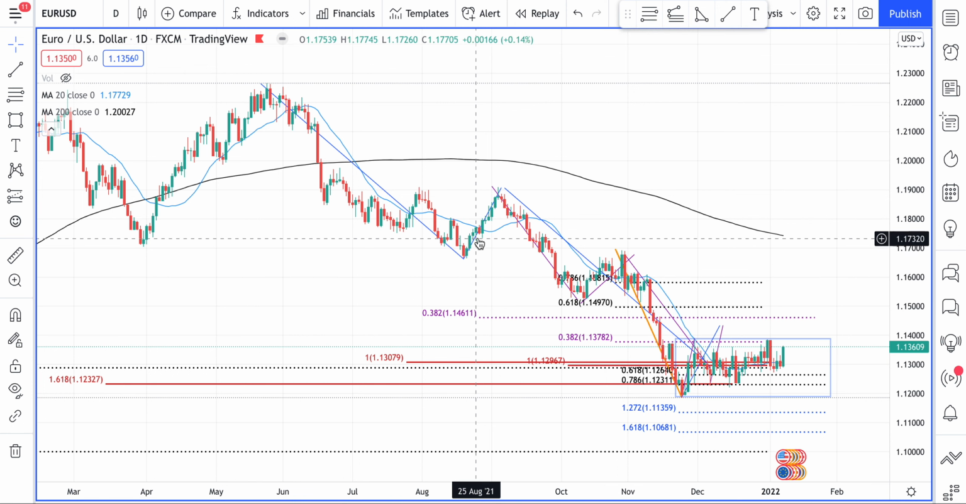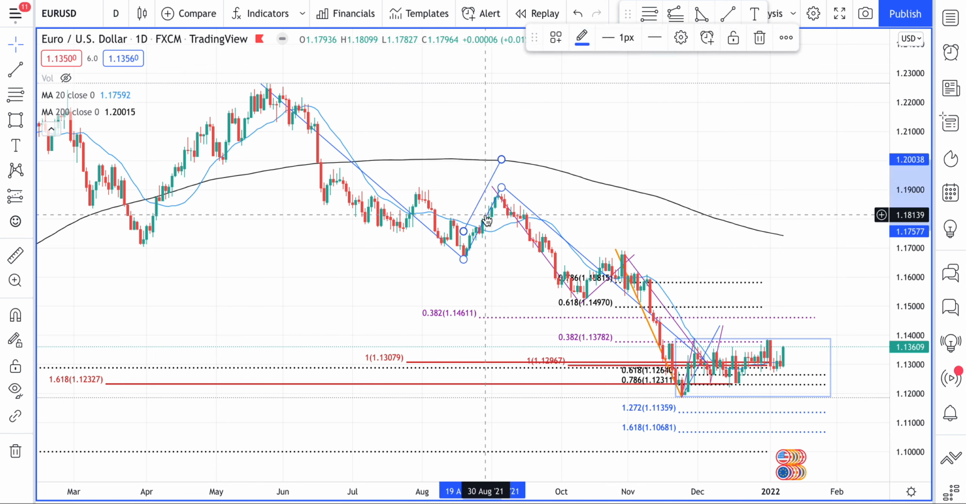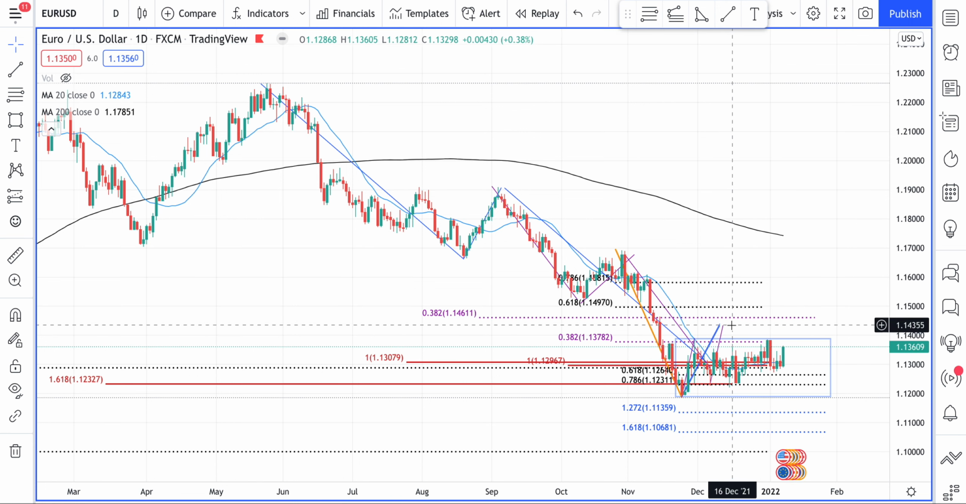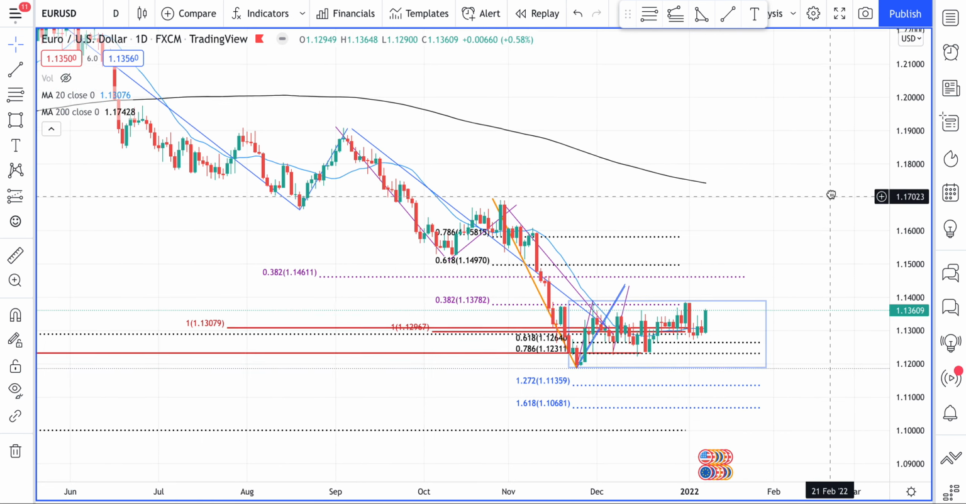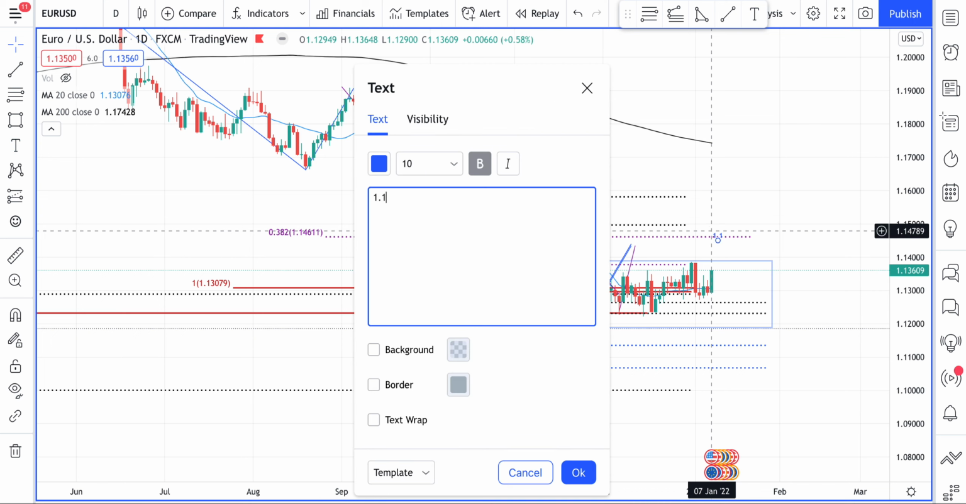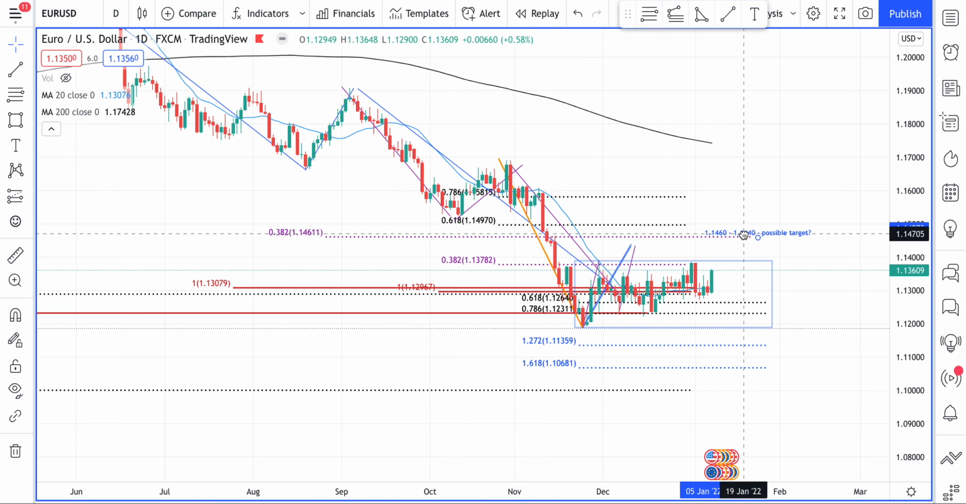If we clone this one, I'll bring it up here. So this one reaches pretty much around 1.1440, and the 38.2% retracement comes at 1.14610. So what we can perhaps say is that this is our 60 to 1.1440 possible target. Okay, so we'll just mention this here. This is what we are looking at.